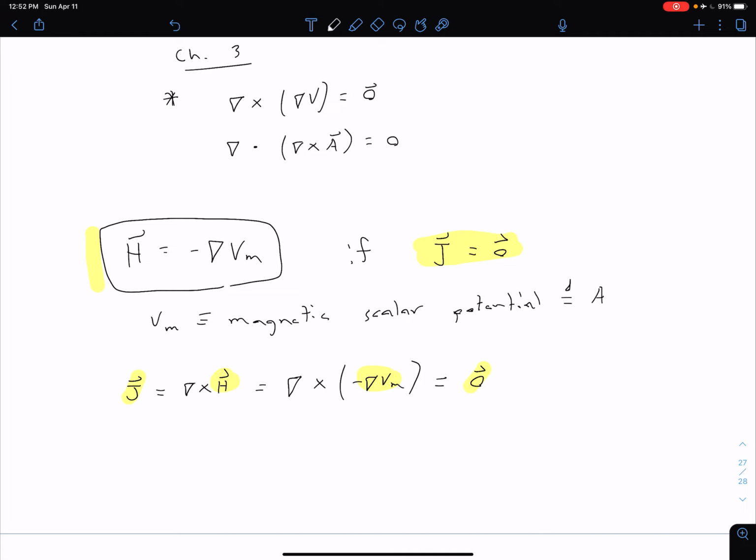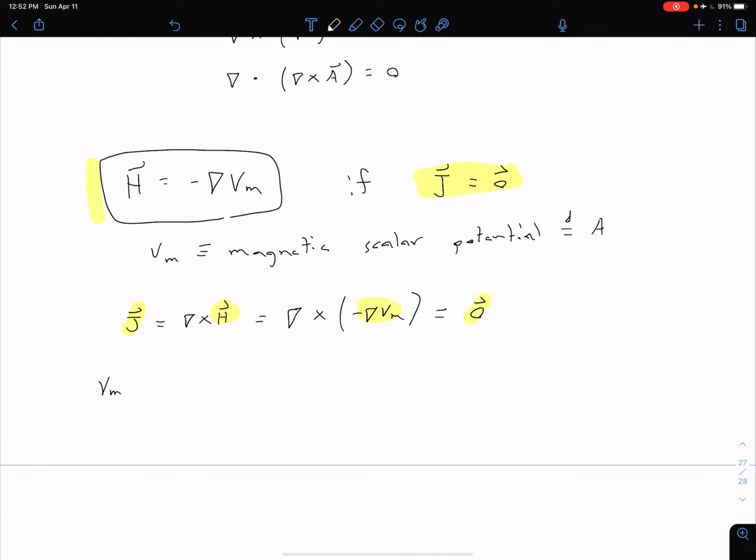So what that's saying is that our Vm is only defined when we have 0 current density. So only defined in a region with J equals 0. Okay, and so as I kind of hinted at earlier, this magnetic potential is also going to satisfy our Laplace's equation just like our electric potential. So that means we could use it in similar boundary value problems like we saw in a previous unit.